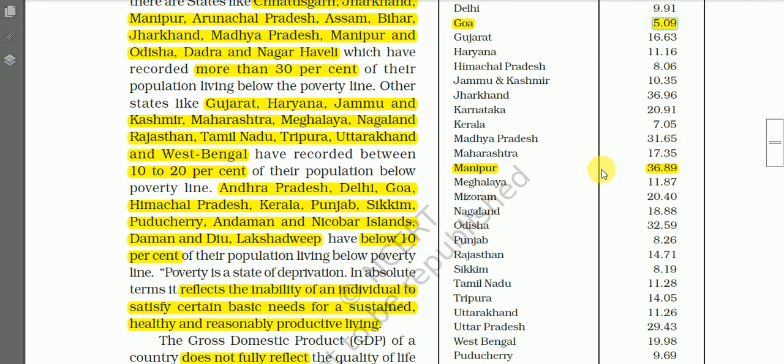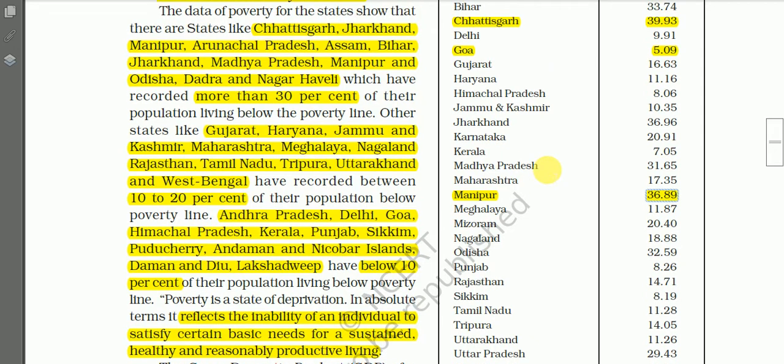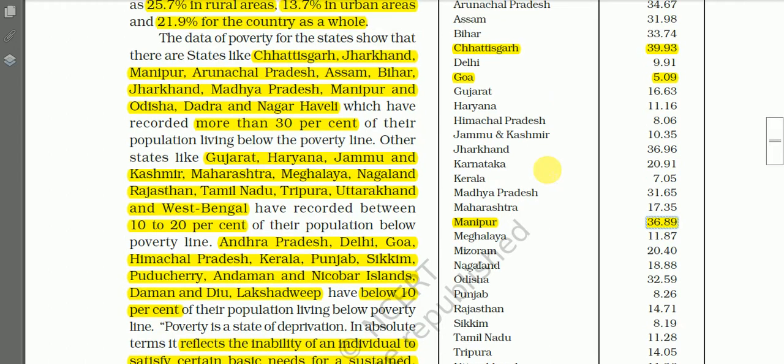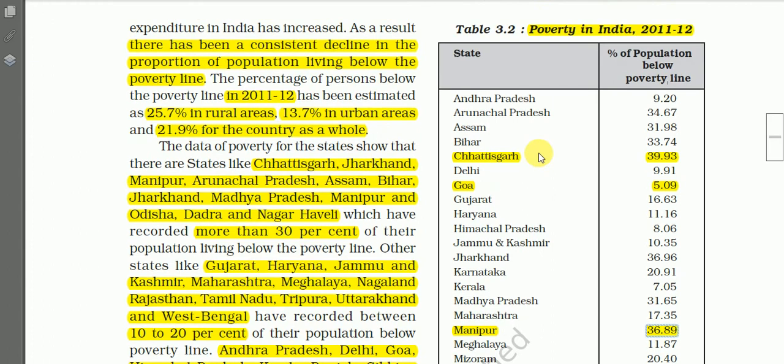Then what about Manipur? For our state, Manipur, the percentage of people living below the poverty line is 36.89. It's very high. But according to this table, Chhattisgarh is the poorest state in India.